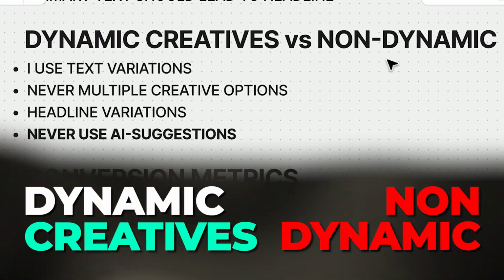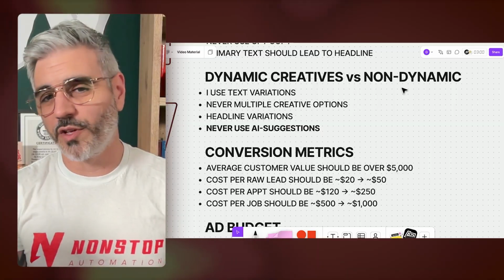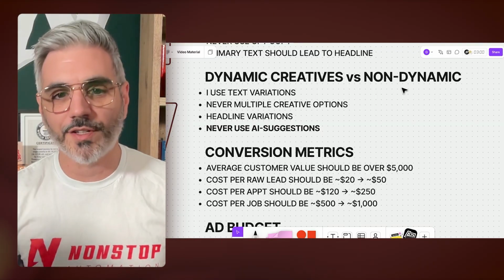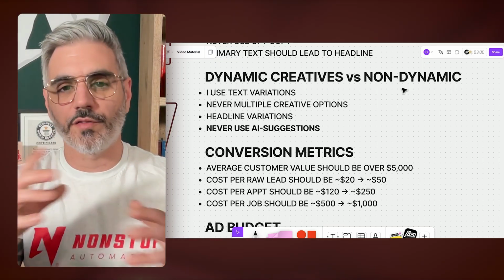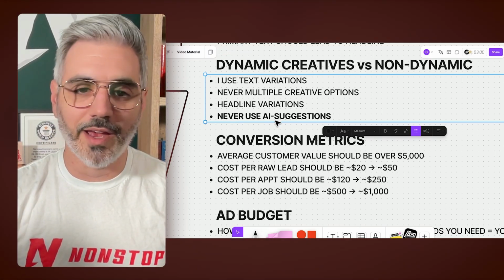Now, the dynamic creatives versus non-dynamic creatives. Dynamic creatives mean you upload a bunch of pictures, a bunch of text, you let Facebook figure out which combination works the best. If you're spending $100,000 a month on ads, this is a decent idea. I would suggest just using non-dynamic, especially if you're only running $400 or $500 a day on advertising. You don't really have enough money to let Facebook do all of the combinations. You want to never use the AI suggestions.